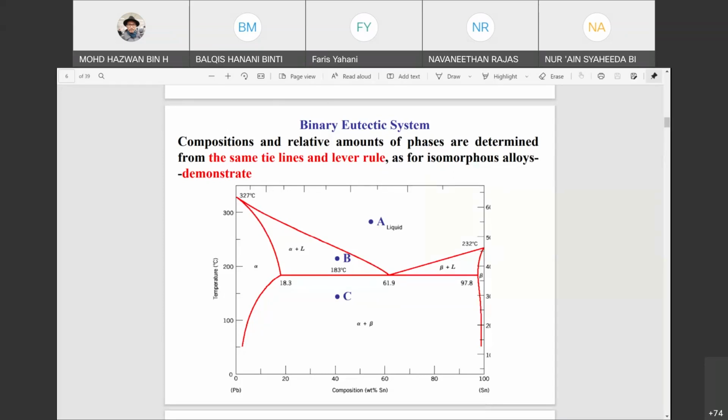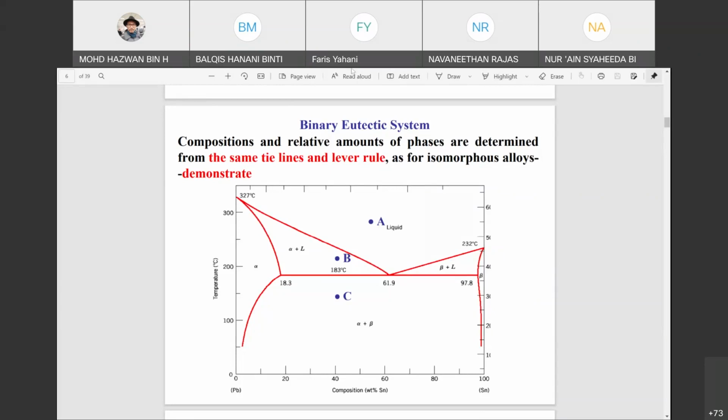Gary Tian. Yes, doctor. Okay, Gary. Yes, so, I'm here. What would be the first phase that you can read? Maybe since we know that this is alpha plus liquid, then what would be the composition of alpha? Maybe if you, roughly, berapa?